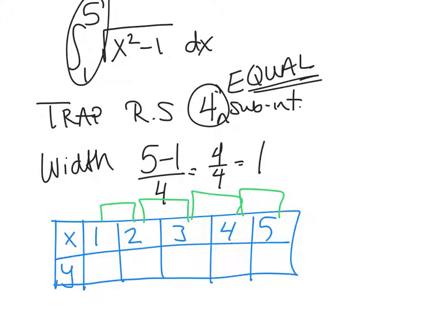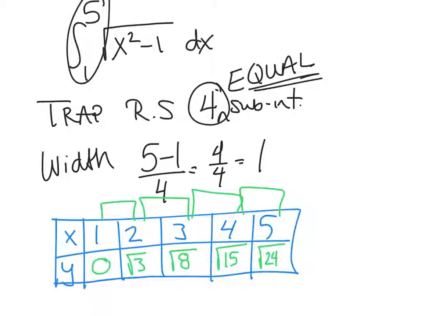Now you need to get the heights. Heights are simple. If you know x, you know y. So I'm going to plug 1 in. 1 squared is 1. 1 minus 1 is 0. The square root of 0 is 0. 2 squared is 4 minus 1 is 3. So it's a little ugly. That's radical 3. 3 squared is 9 minus 1 is 8. So I'm going to call that radical 8. 4 squared is 16 minus 1, that's radical 15. 5 squared is 25 minus 1. So I get radical 24. So again, they may not be the prettiest, but that is okay.